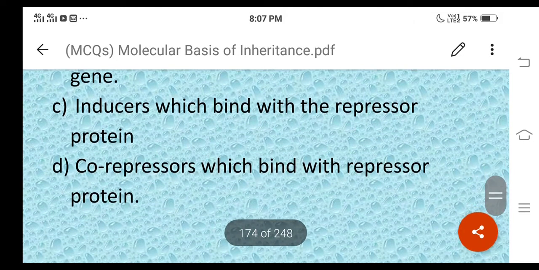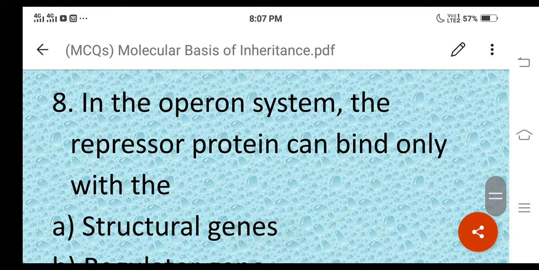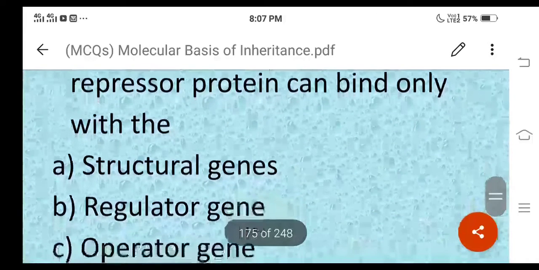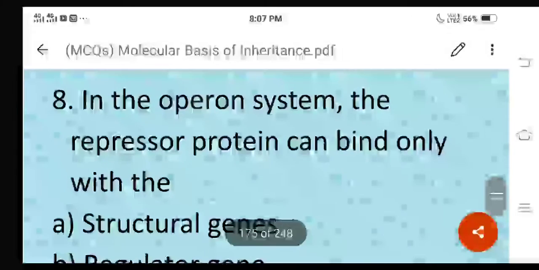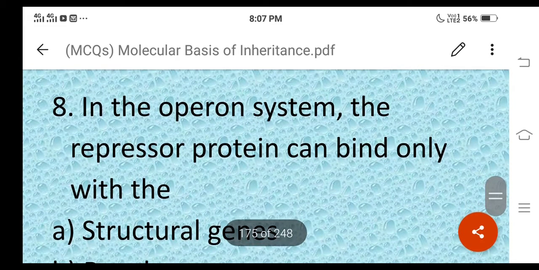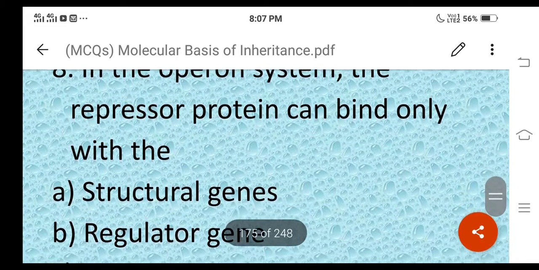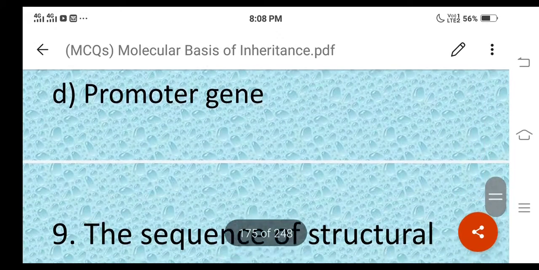Let us move on to question number 8. In the operon system, the repressor protein can bind only with the structural genes, regulator gene, operator gene, or promoter gene. For question number 8, the correct answer is option C. In the operon system, the repressor protein can bind only with the operator gene. Option C is the correct answer, right?